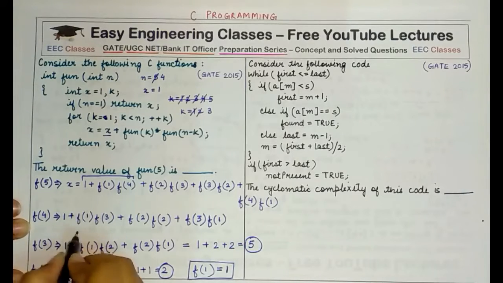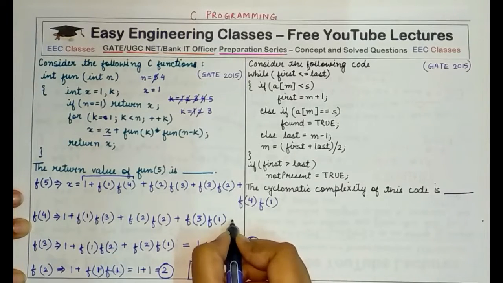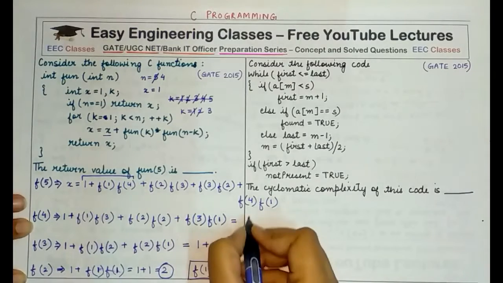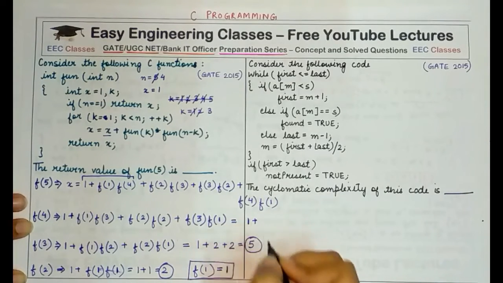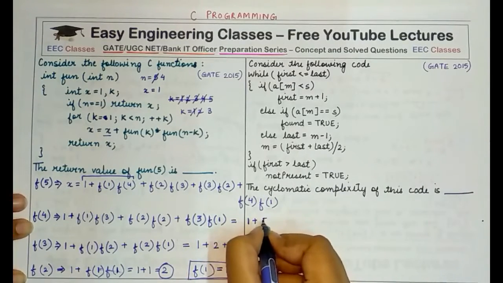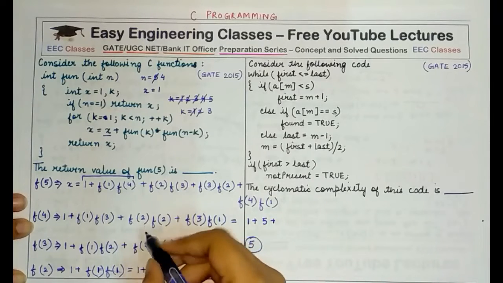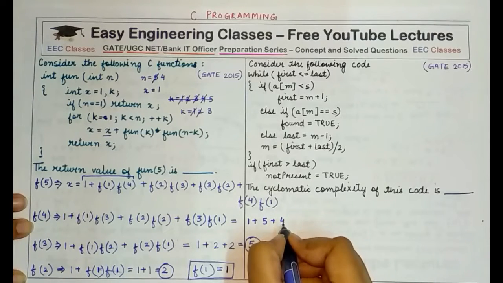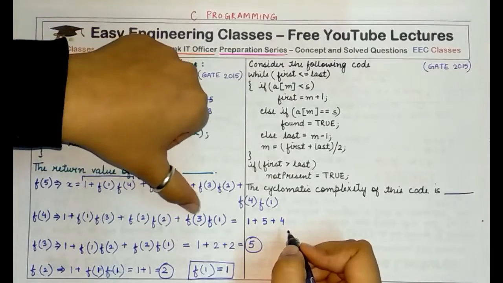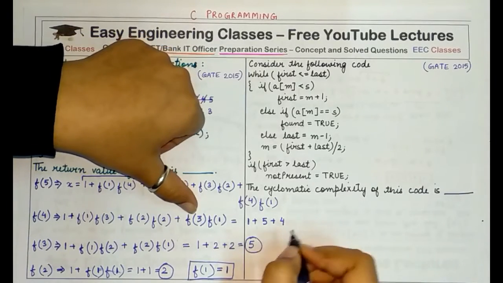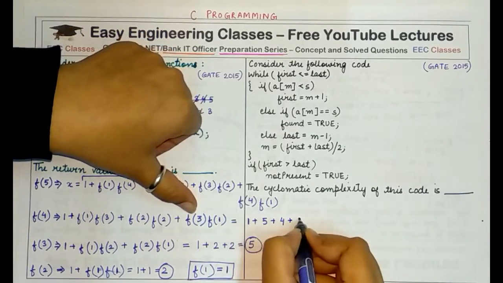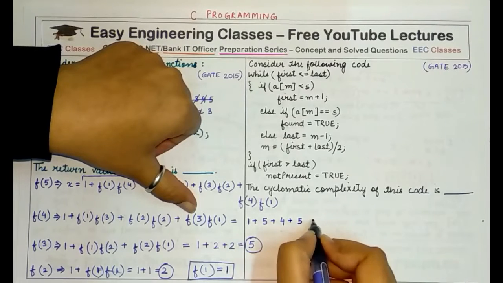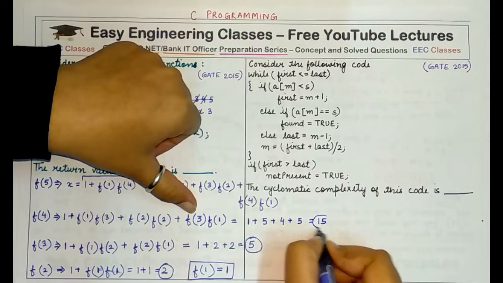Now calculating f of 4. This f of 4 is 1 plus f of 1 is 1, f of 3 is 5, then f of 2 is 2. So 2 into 2 is 4. Then f of 3 is 5. 5 into 1 is 5. So this becomes 15. So the value here is 15.